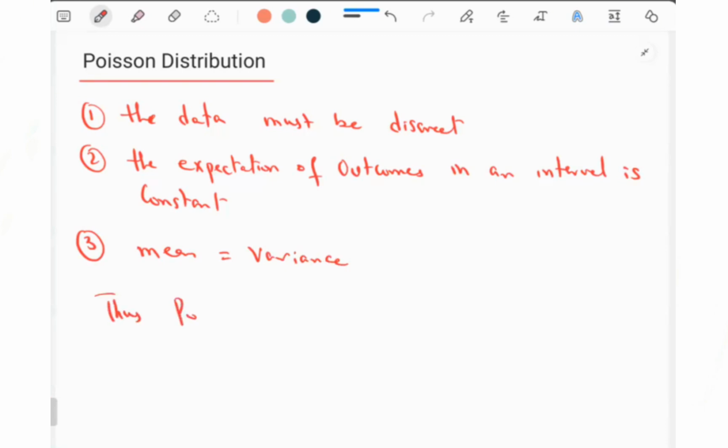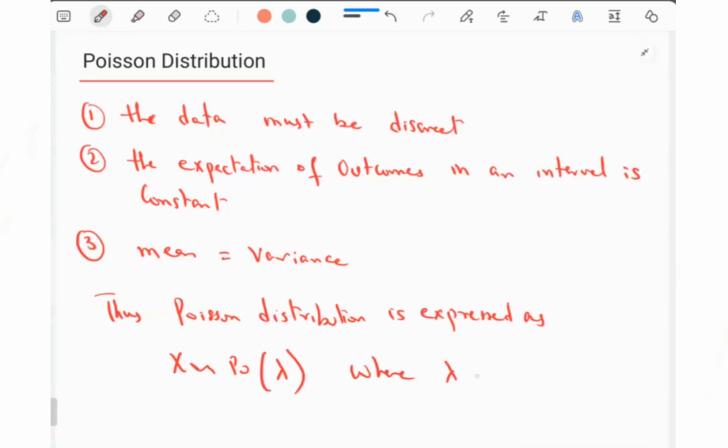Thus, Poisson distribution is expressed as X is a Poisson distribution, lambda, where lambda is equal to mean is equal to variance.